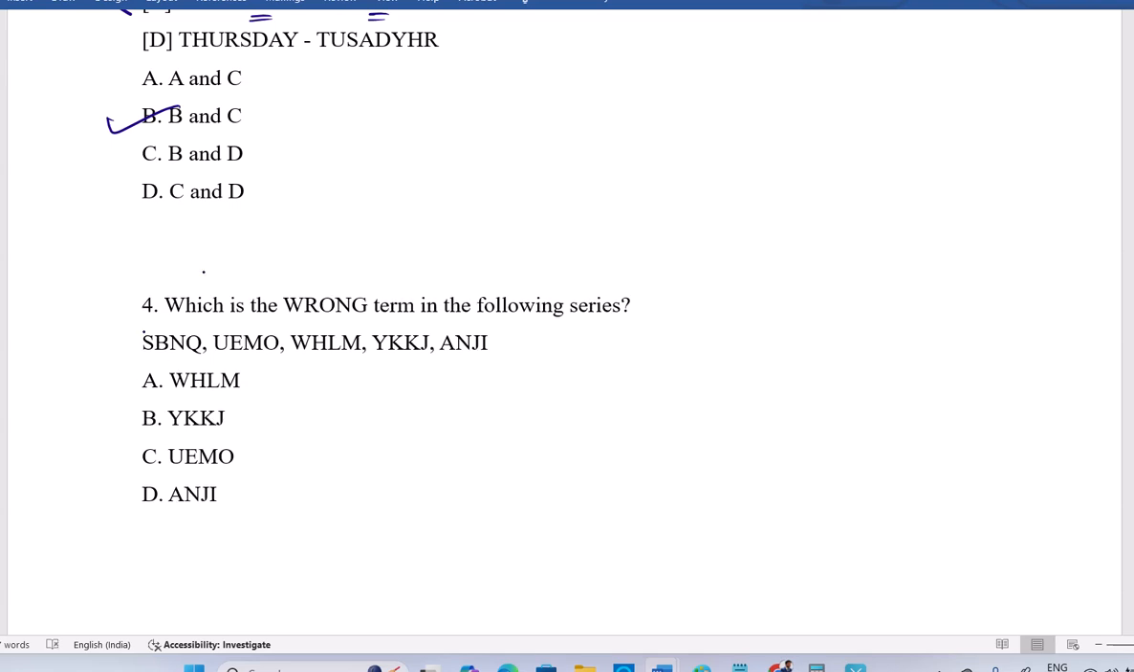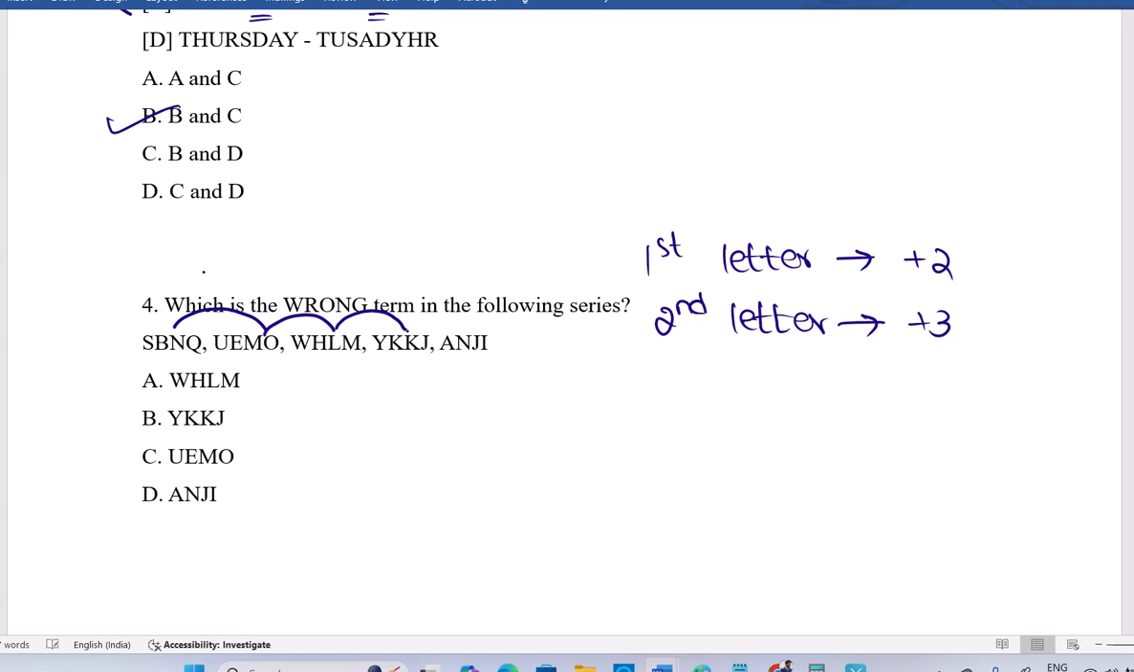First letter 19, 21, 23, 25, then 27, fine, no problem. Second letter is 2, 5, plus 3, plus 3, plus 3, plus 3, okay. Second letter is following plus 3, no issue anywhere. First letter is following plus 2, or skipping one letter, no issue with that. Third letter is reverse. N before M, M before L, L before K, K before J. Third letter is minus 1, the previous letter they are writing. That's also quite good, no issues.